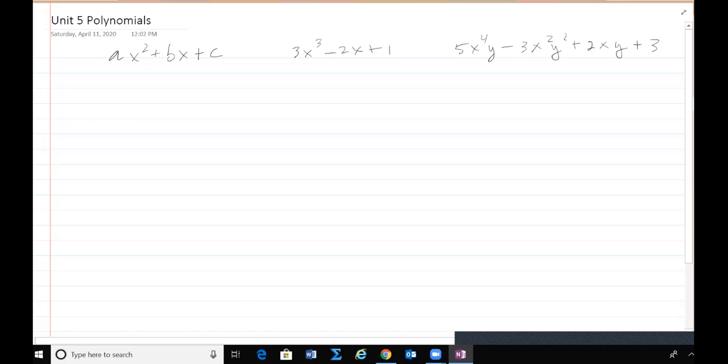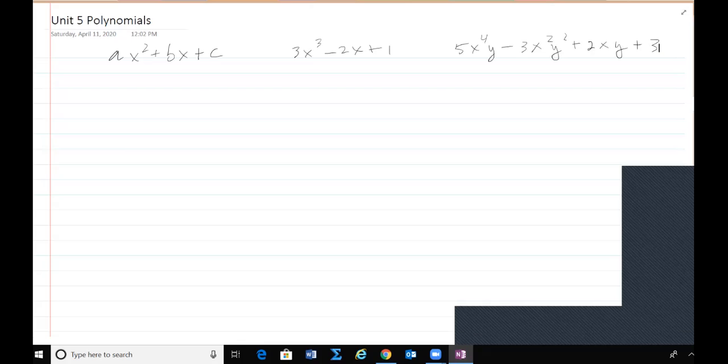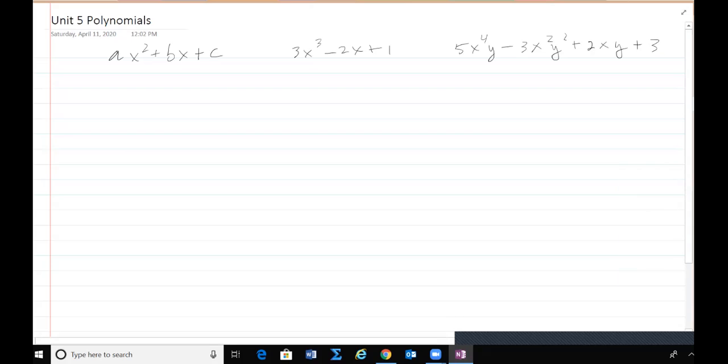But what you also notice about these is that they have whole number exponents. That's one thing you'll notice about them. So you have whole number exponents and no negative exponents, no fractional exponents, nothing like that. All positive whole number exponents.